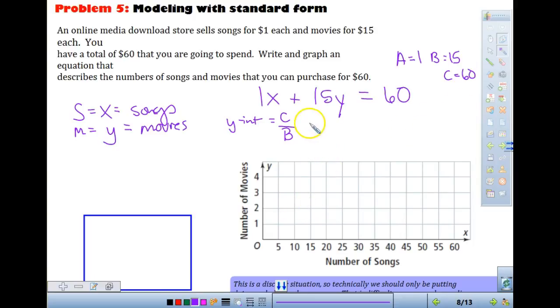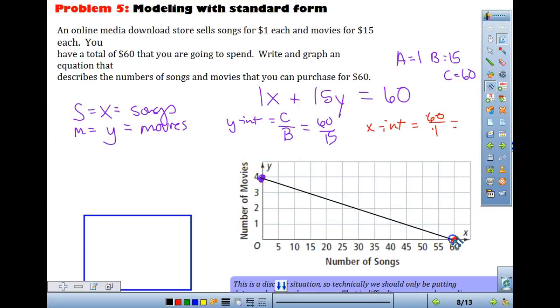So if we're looking at this one, what's our y-intercept? 60 divided by 15. We can only buy 4 movies, right? If I'm looking for my x-intercept, it is going to be way over at 60, because I'm taking c and dividing it by a, which is 1. So way over here. Now, when we look at this, the easiest way when we're looking at a graph is connecting that y-intercept and x-intercept.